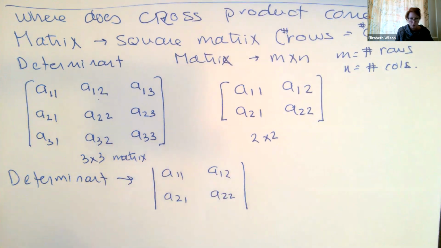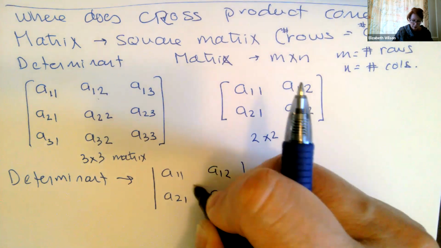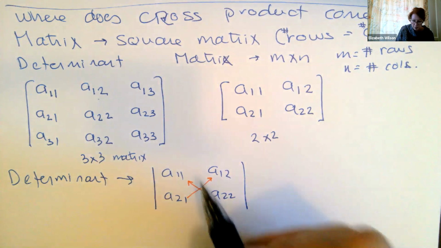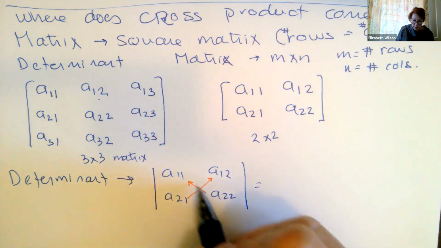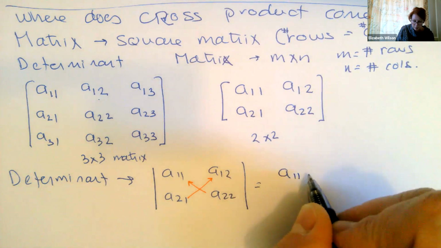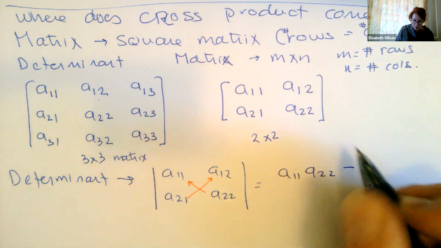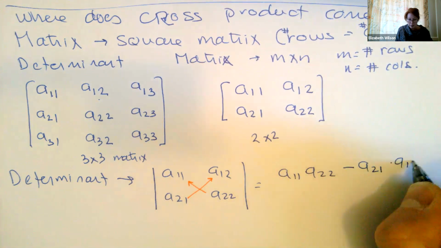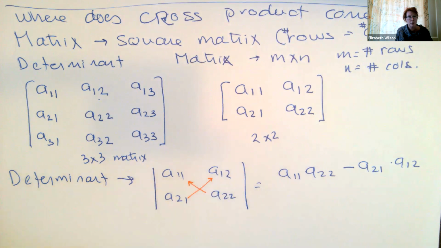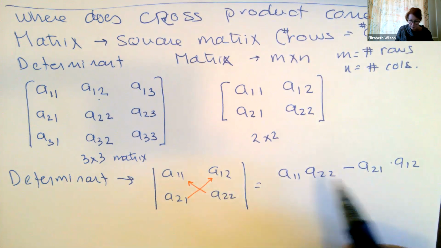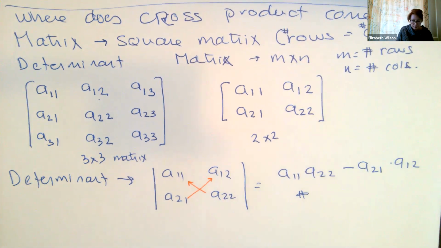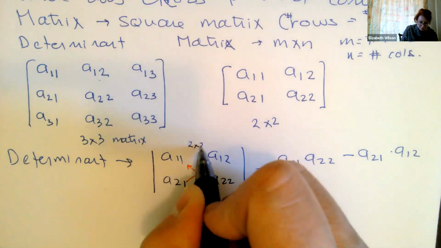When I go to do the determinant, I'm going to multiply across, and then I'm going to subtract those. I'm going to go down this diagonal first. So A11 times A22 minus this product here, A21 times A12. This is my determinant of a 2 by 2 matrix. This is just a number. In our cross product, you're going to see we get a vector. You'll see why and how. So this is a 2 by 2 determinant.